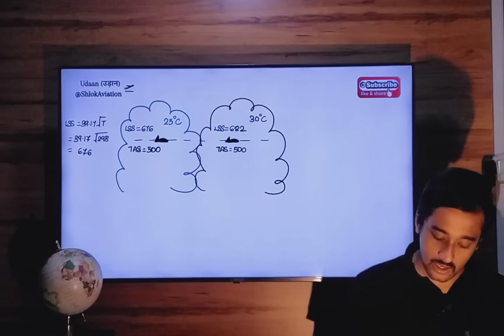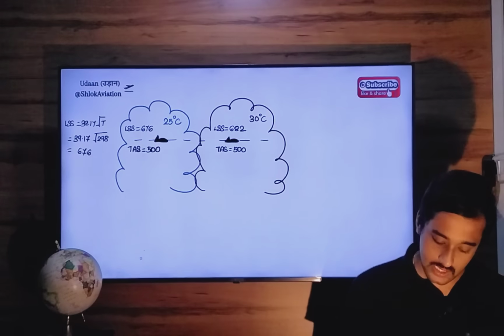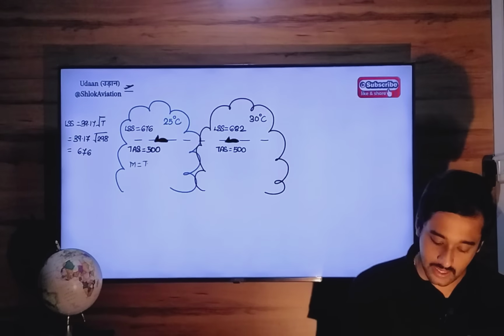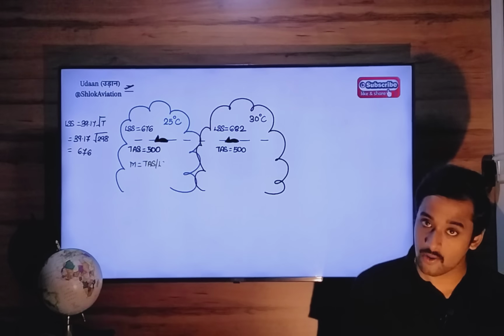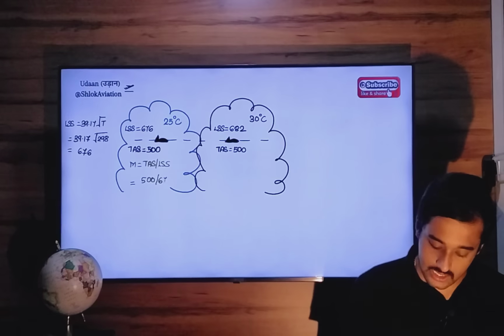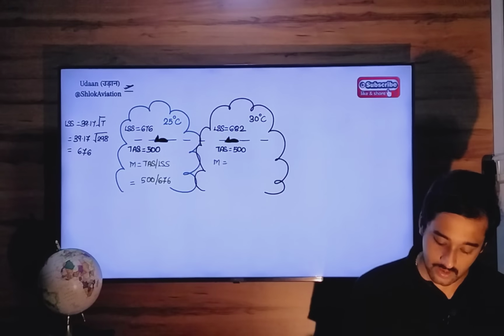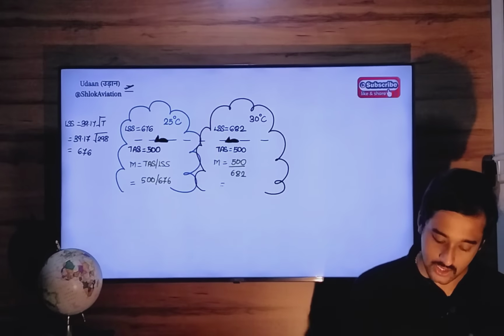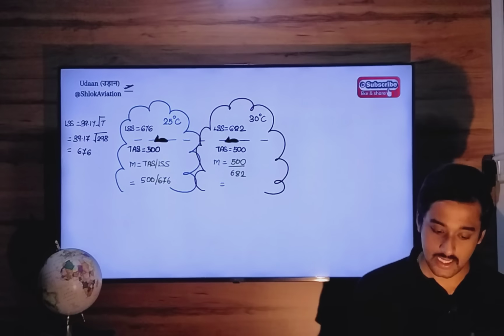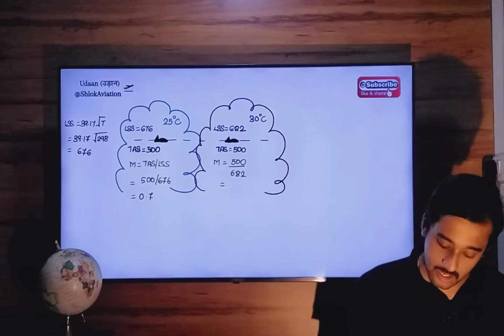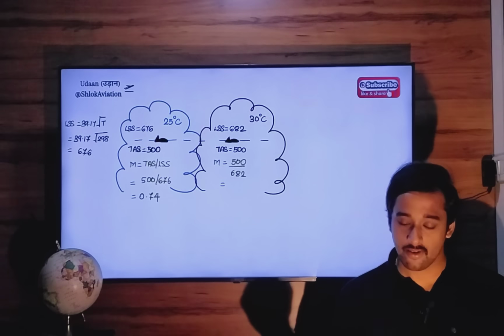So what will be the Mach number? Mach number is true airspeed divided by local speed of sound. So true airspeed 500 divided by 676. 500 divided by 676 is 0.74. So in cold air mass your Mach number is 0.74.